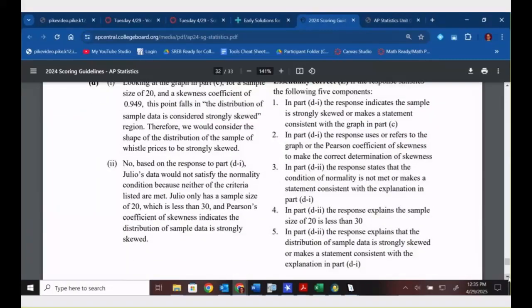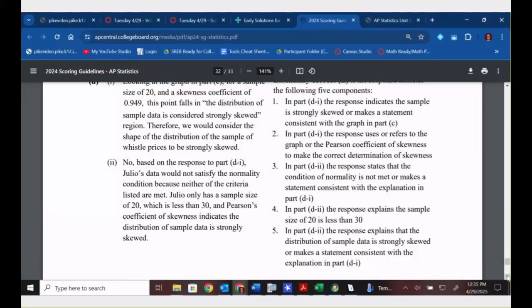Five components here. In part DI, the response indicates the sample is strongly skewed or makes a statement that is consistent with the graph in part C. So if they incorrectly calculated Pearson's coefficient, and so their X was in the wrong spot, but it's in the right spot for the work that they calculated, they need an answer here that goes with where they put their X. In part DI, the response uses or refers to the graph or the Pearson's coefficient of skewness to make the correct determination of skewness.